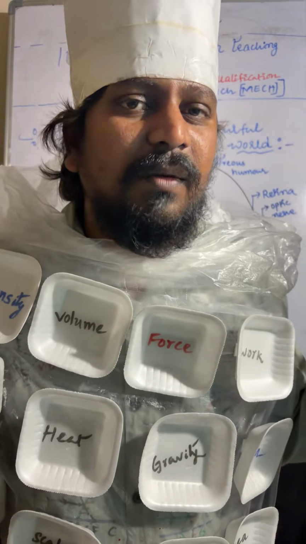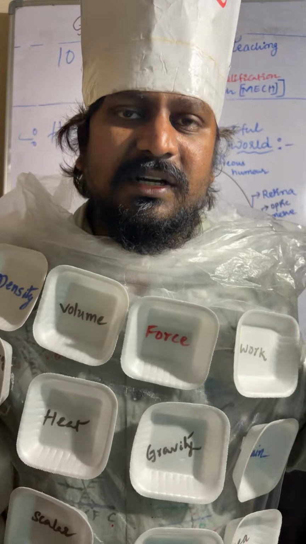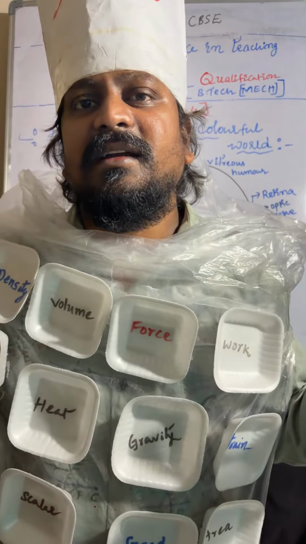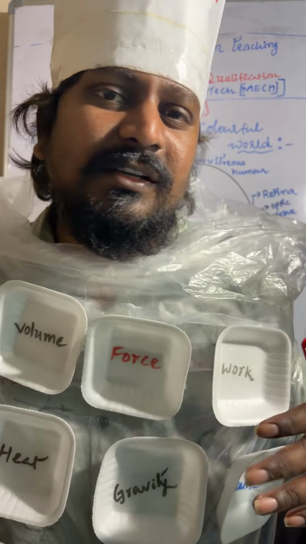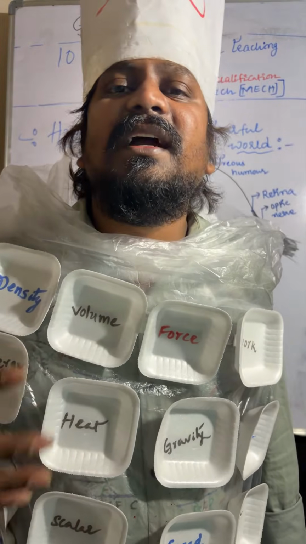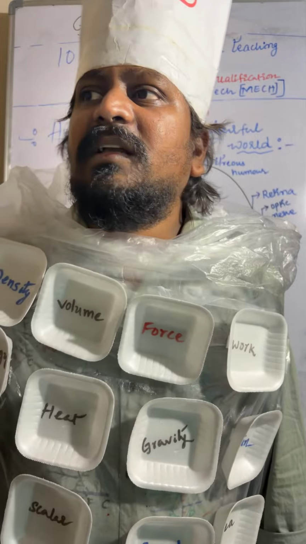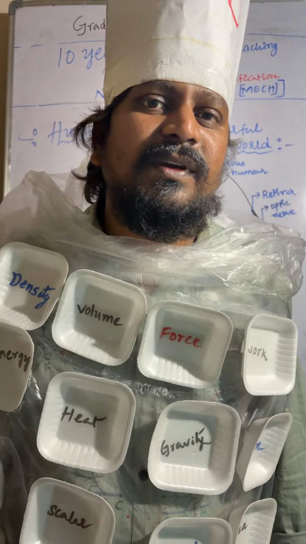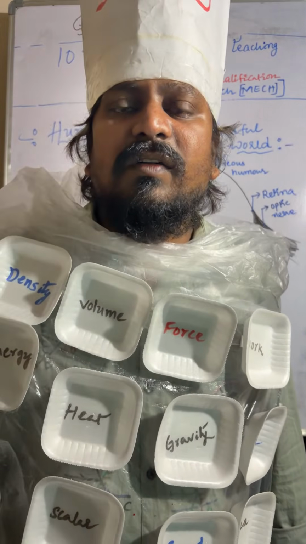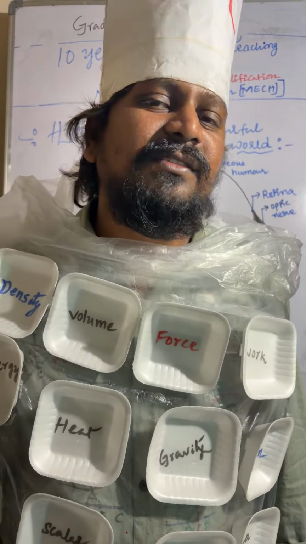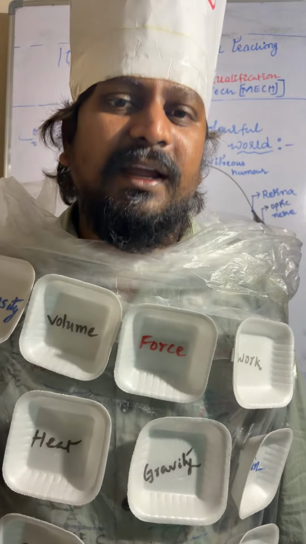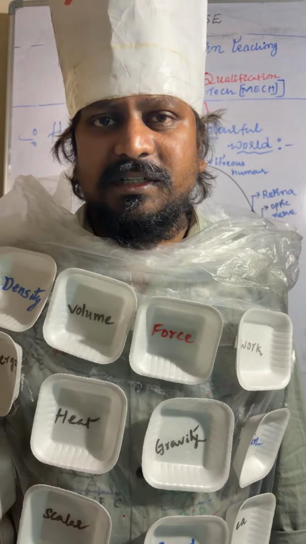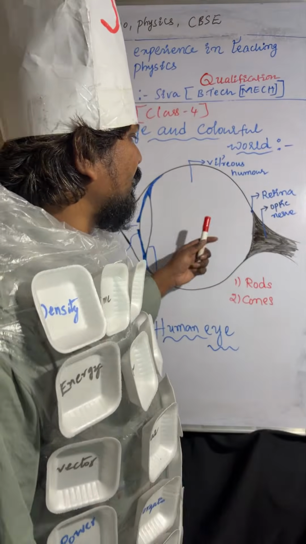So what type of image forms at the retina? A real and inverted image is forming at the retina. Understood? That will be converted into electrical signals that reach the brain. The brain will add additional information so that we can understand, like how much depth the water is filled in the glass, how much height, how far it is, everything. So the 3D information will be given by the brain, so that we can see the object. Understood?